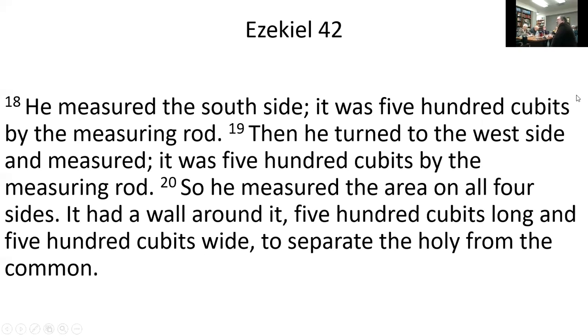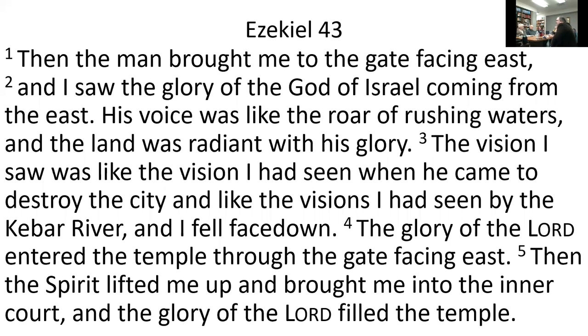No. 18 through 20. Pretty short. He made it to the south side. It was 500 cubits by the measuring rod. Then he turned to the west side and measured. It was 500 cubits by the measuring rod. So he measured the area on all four sides. It had a wall around it, 500 cubits long and 500 cubits wide, to separate the holy from the common. Mine says separate the holy from the profane. Oh, well, the holy from the unholy. Yeah, that's better.